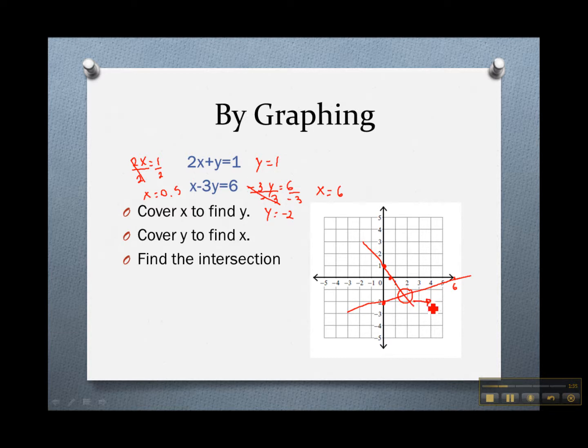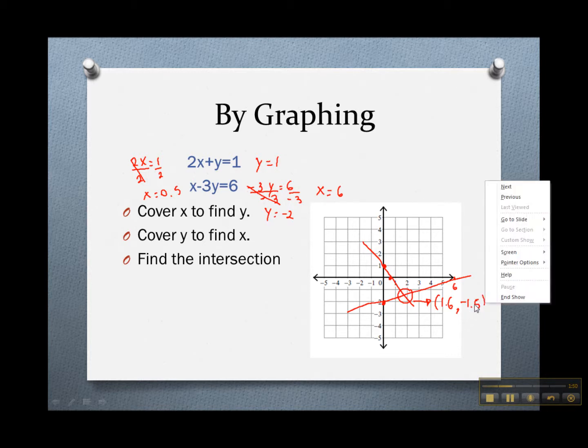And now we're going to find the intersection, which is right here. And we're estimating the answer. So I'm going to say that these two lines cross at about 1.6, and that's a comma, -1.5. So by the graphing method, these two lines cross at the point 1.6 and -1.5.